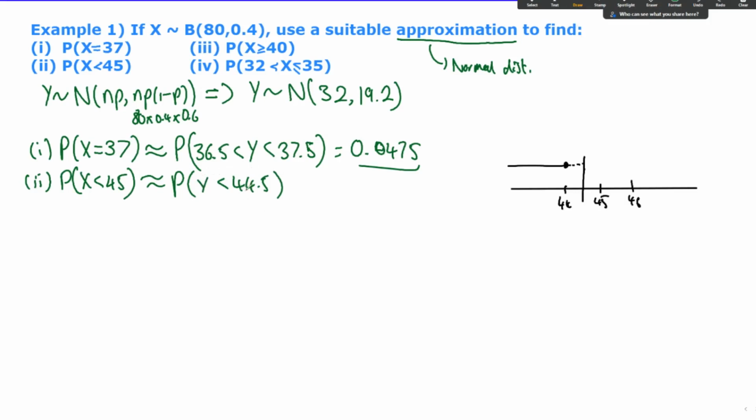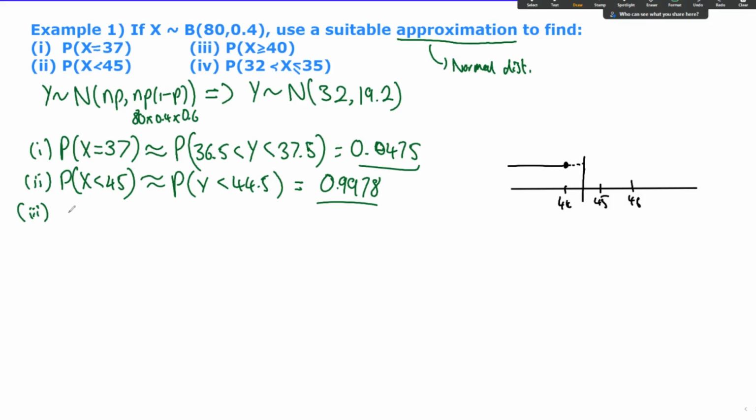So yeah, we can put that into our calculator or look it up on a table or whatever, and we will get 0.9978. And it doesn't really matter what I do here, so it could be equal to as well, or here it could be equal to, but because the normal distribution is continuous, any instance of a single number has probability 0, so it won't actually change the probability.